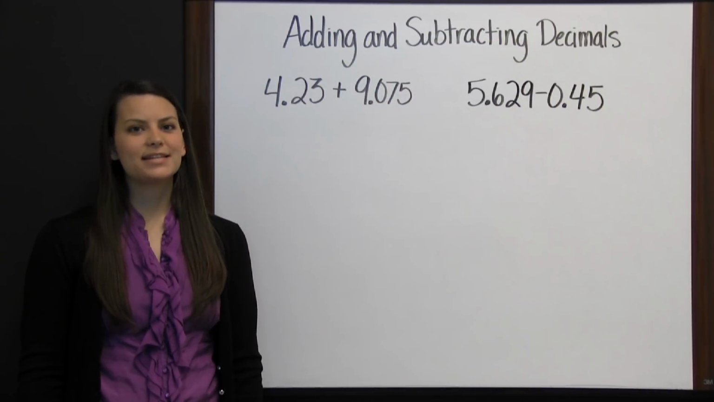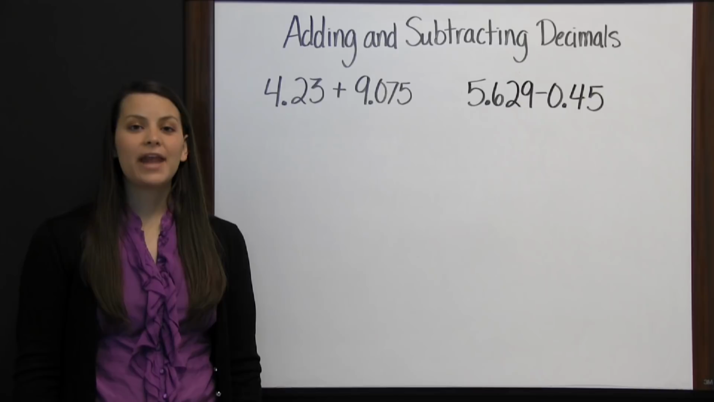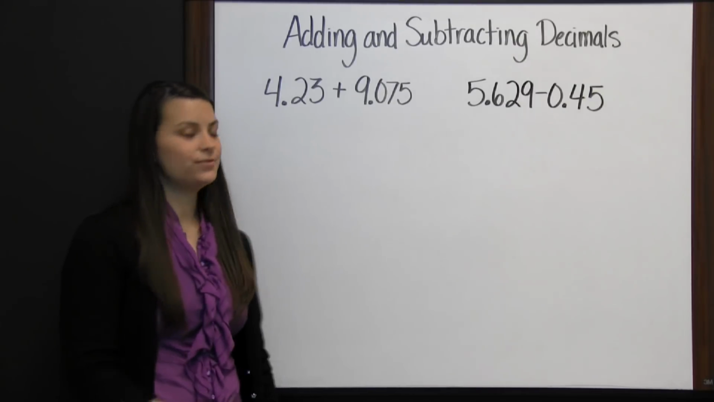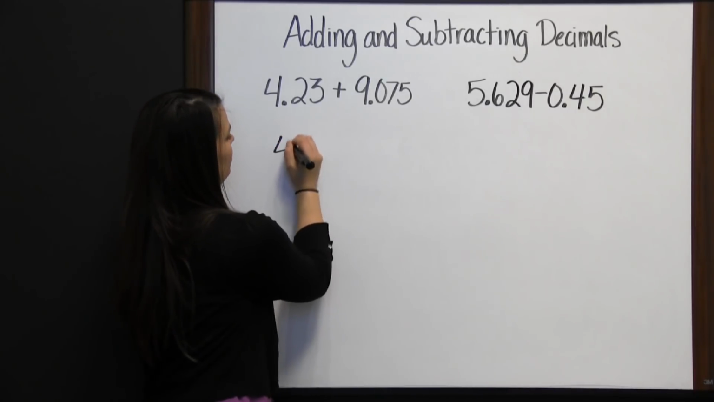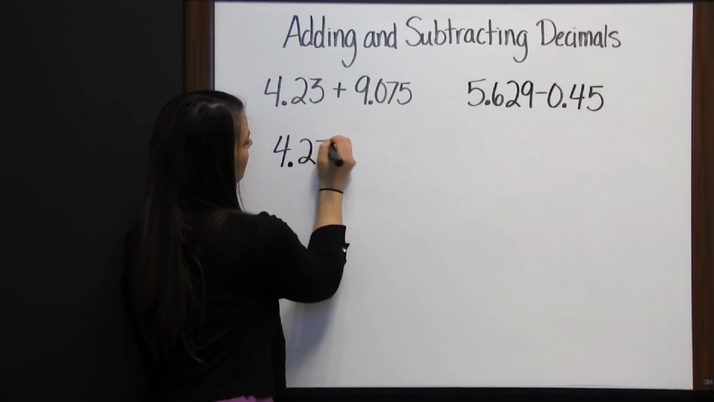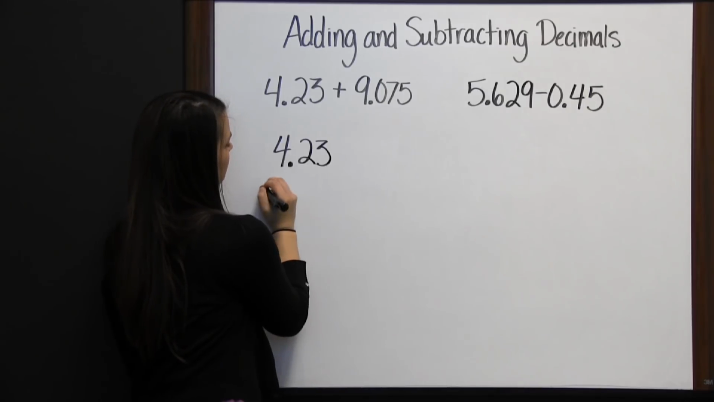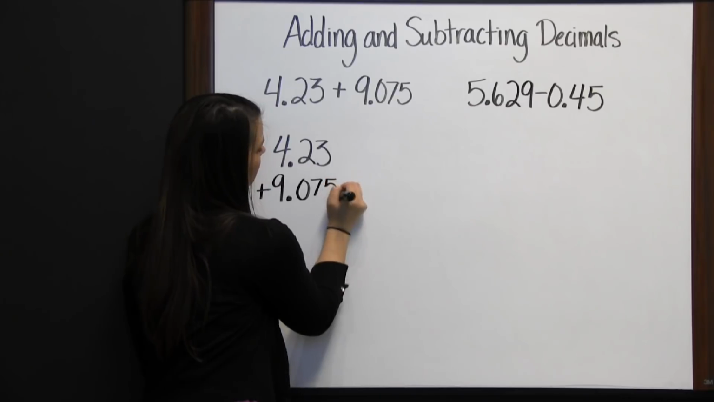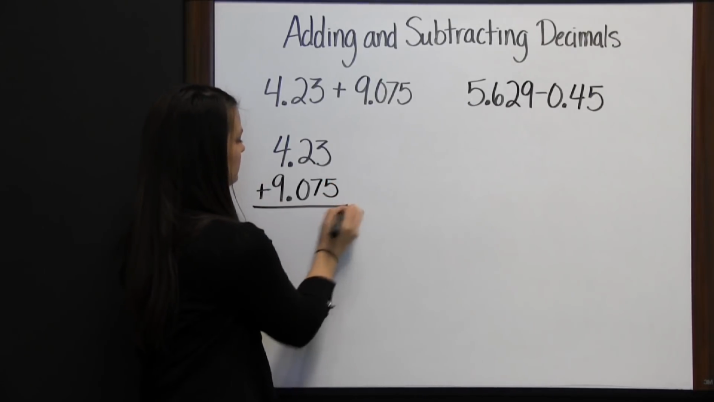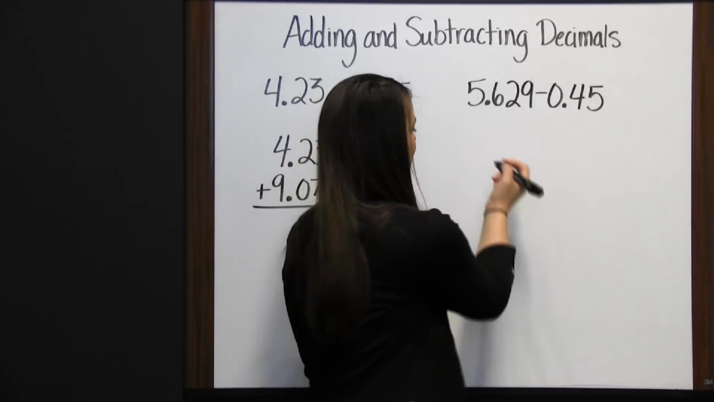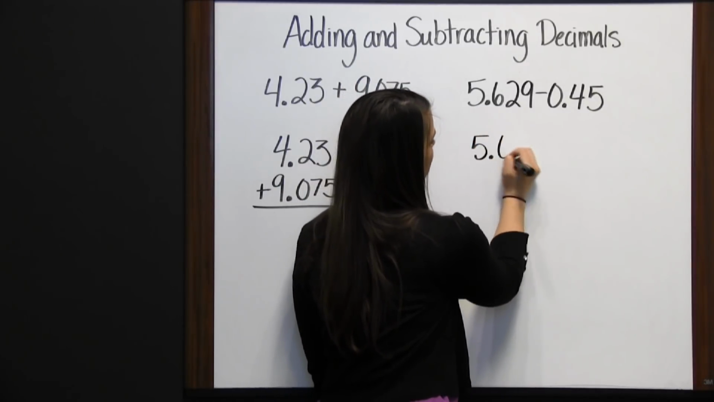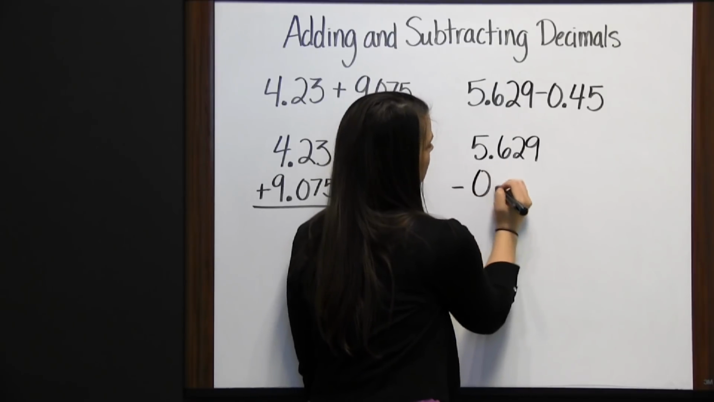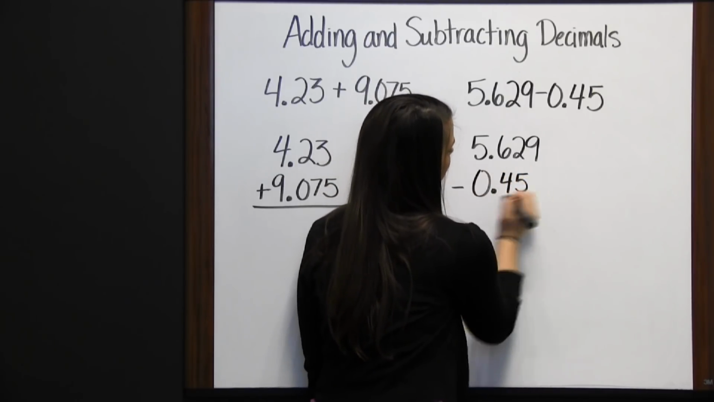Adding and subtracting decimals. When adding and subtracting decimals, first line up the decimals. We have 4 and 23 hundredths plus 9 and 75 thousandths. Same with subtraction: 5 and 629 thousandths minus 45 hundredths.